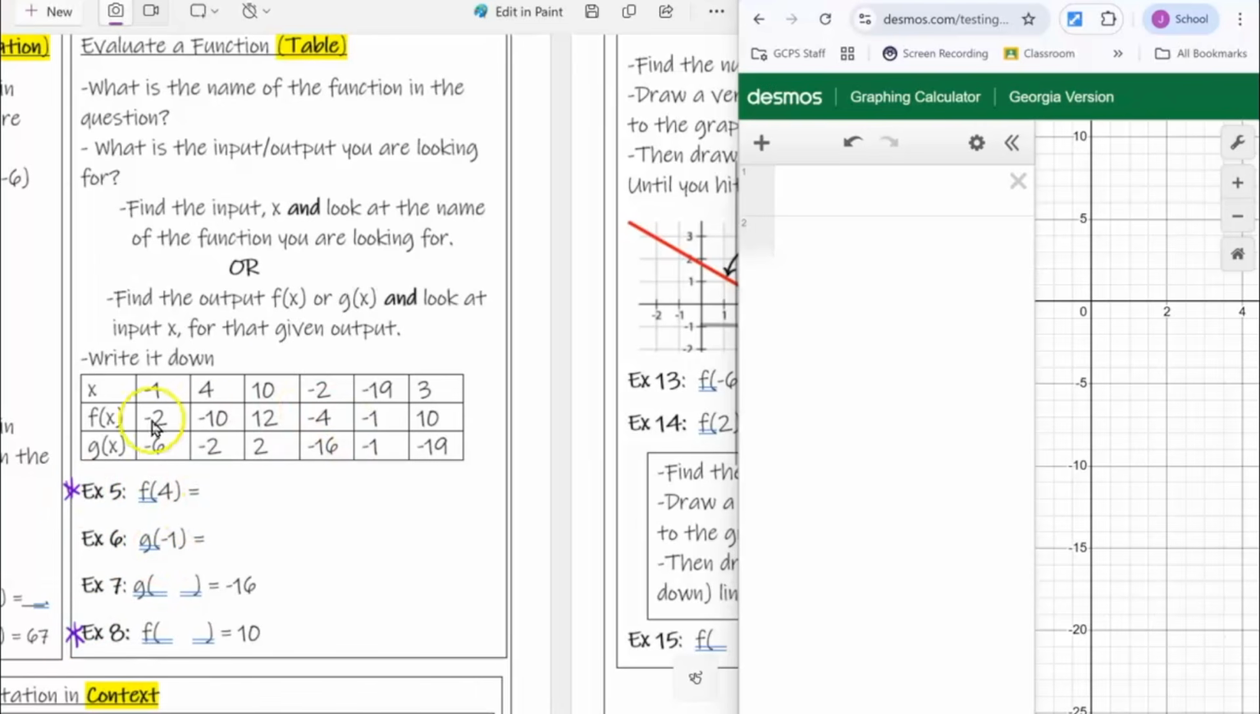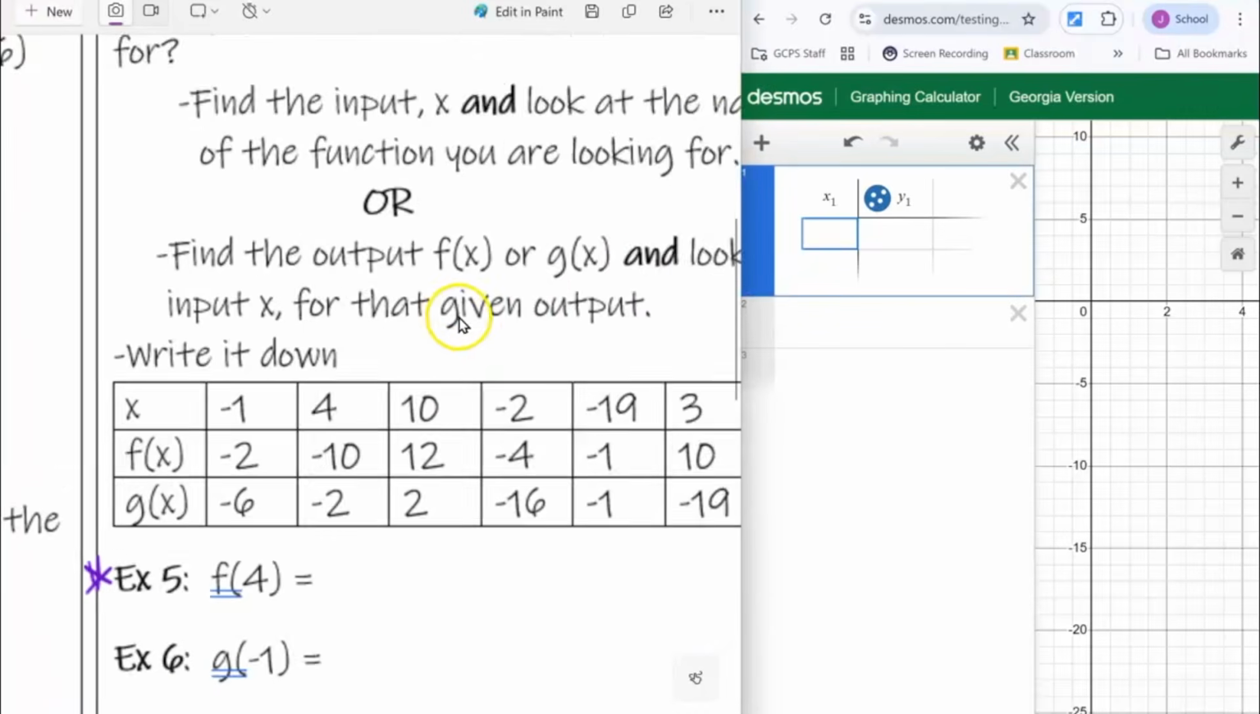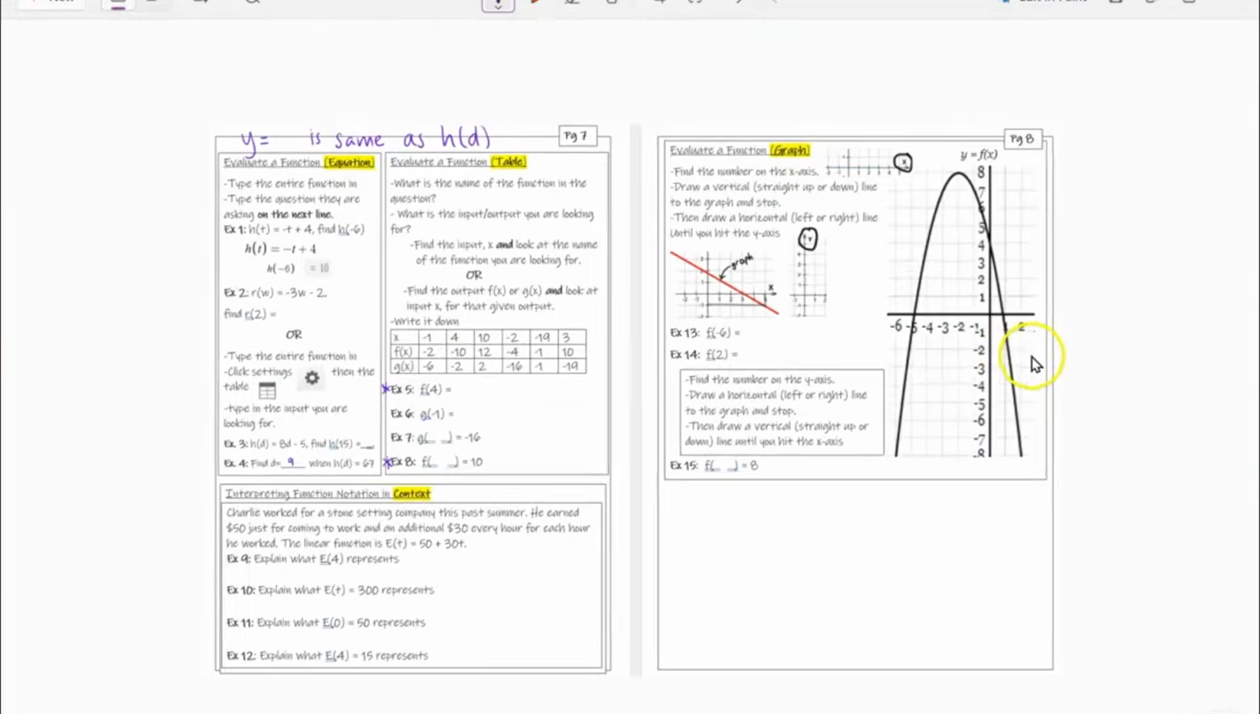Now keep in mind, if this table was missing the values that you needed, like I can see f of 4 exists. So when x is 4, the function exists. When x is negative 1, the function exists. When the y is negative 16, I can see that it exists. So I don't even need to put it in Desmos. But if they were giving you a table with missing values, you do know that already. You put a plus sign in the table. But in this case, you absolutely do not need it.